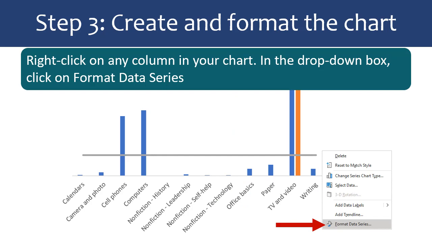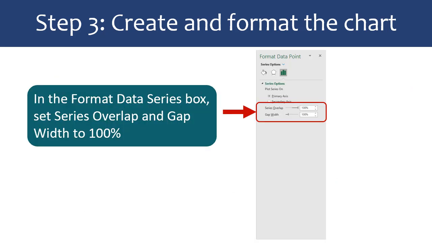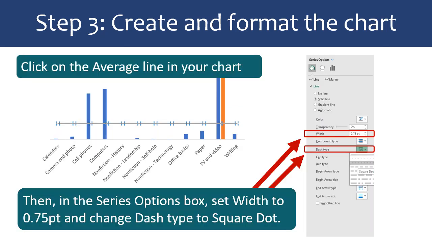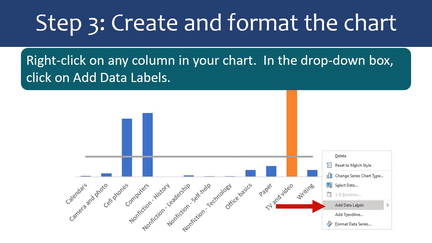Right-click on any column in your chart. In the drop-down box, click on Format Data Series. In the Format Data Series box, set Series Overlap and Gap Width to 100%. Click on the average line in your chart. Then, in the Series Option box, set Width to 0.75 point and change the dash type to square dot. Right-click on any column in your chart. In the drop-down box, click on Add Data Labels.